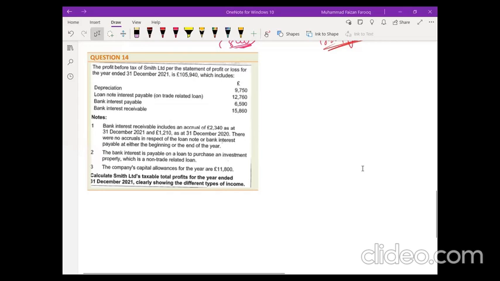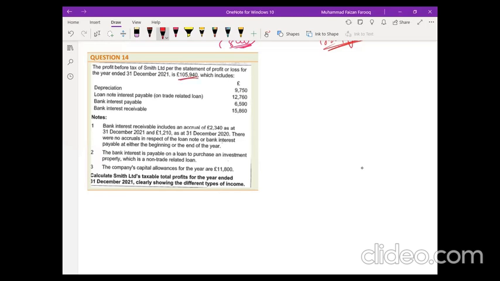This is a very good question of trading. In this one we have trading income, we have interest, we have everything, and we need to calculate TTP. Again, we are reaching back to the workings of TTP. Now the first thing in this question, we do have the trading income.